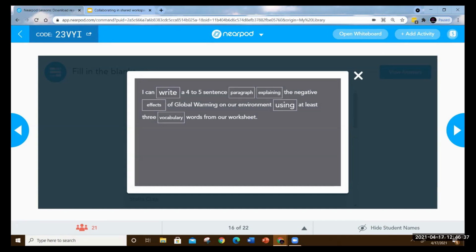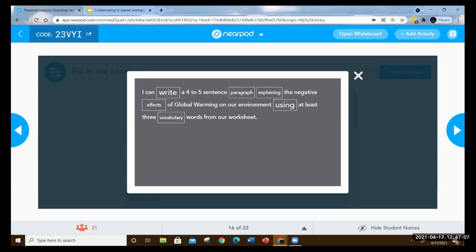That's how they're going to demonstrate their understanding. Explaining. That's another verb. What are they going to do to make meaning for themselves and transfer it? What's the topic that they're learning about? The effects of global warming. Then how are they going to acquire it? They're going to use vocabulary words from a worksheet.